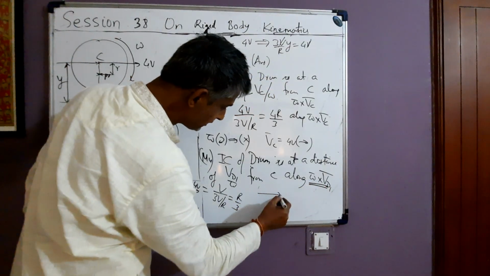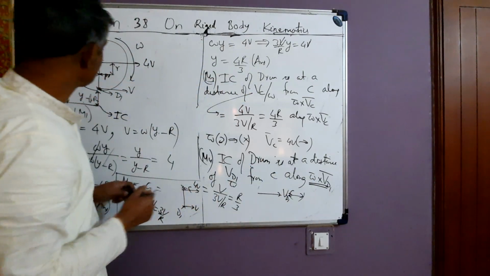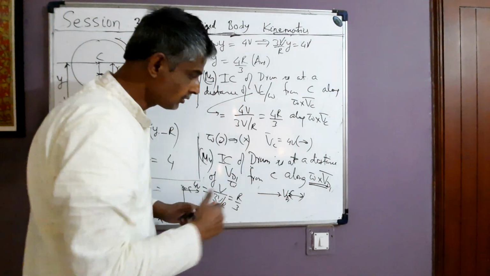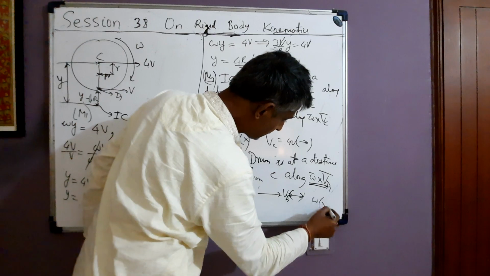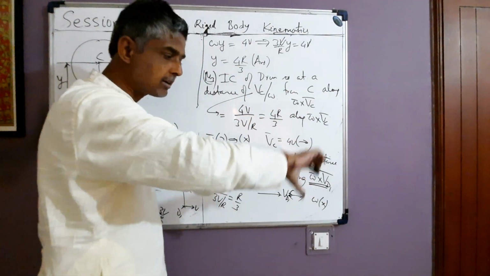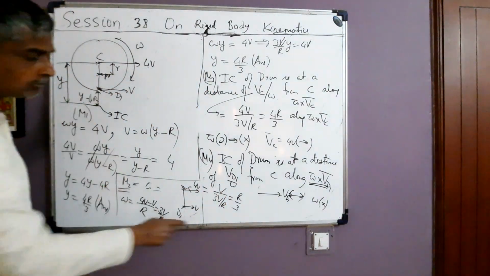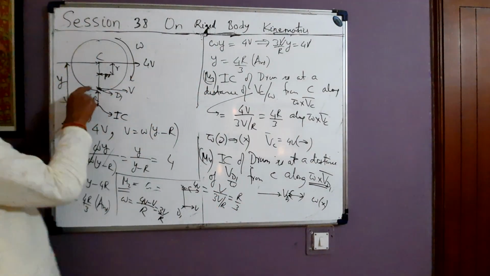Now Vd1 is what? Vd1 is rightward. And omega is clockwise, so omega is inward. Clockwise omega: the direction of omega is cross, normally into the plane of the board. Vd1 is rightward, so omega cross Vd1 is in the downward direction. So the IC of the drum with respect to ground is at a distance of r by 3 below d1.